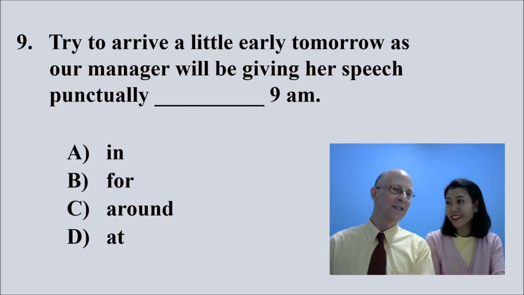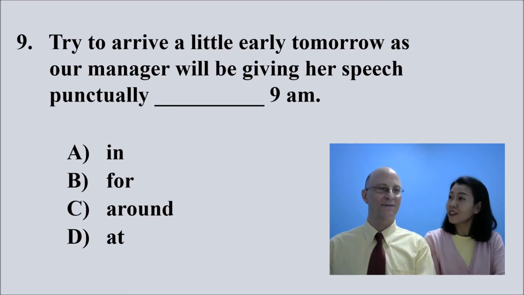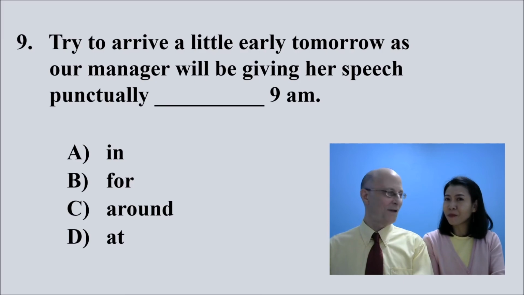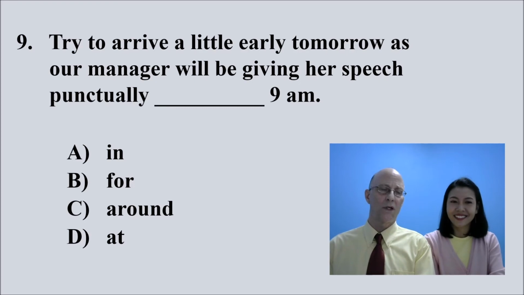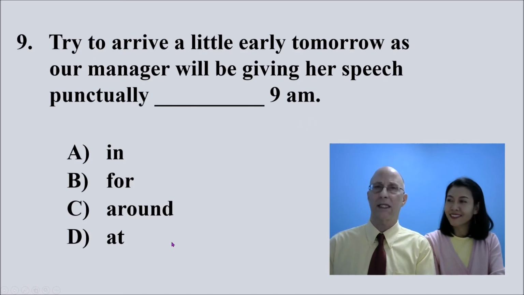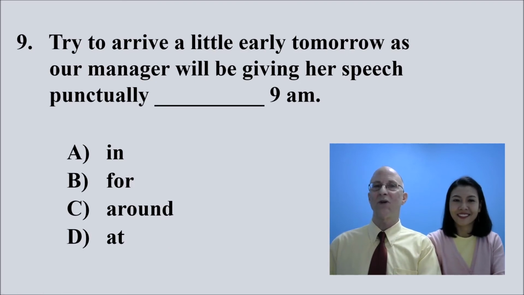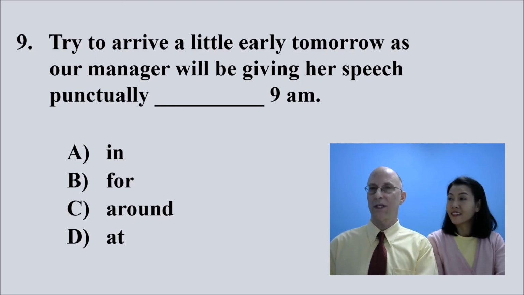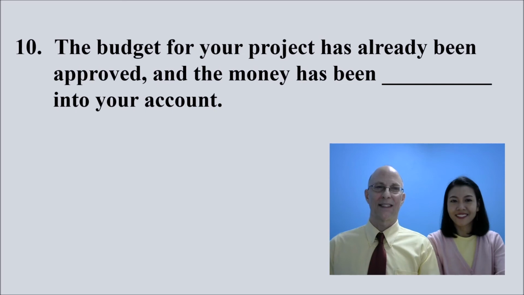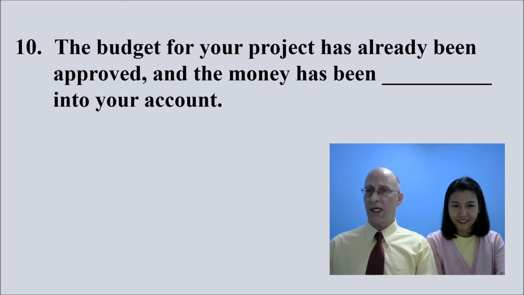What else can you see? I can see punctually. Yes, punctually. Good. Punctually cannot be earlier, cannot be later. But it means exact, right? Yeah, it means exactly on time. And so therefore, you would have two, C and D, that would be used for a time, but only one of them means exactly at that time, and that's D, at. So therefore, 9 should be, try to arrive a little early tomorrow, as our manager will be giving her speech punctually at 9 a.m.